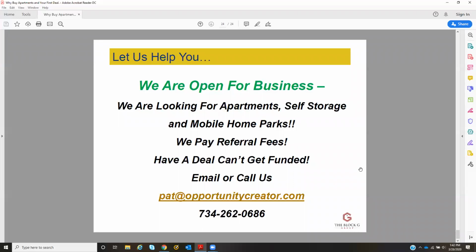But the biggest thing is, folks, get out there, make it happen. Get out there and start getting OMs and start running the numbers, because you're never going to know if it's an opportunity that turns into a deal until you run the numbers.